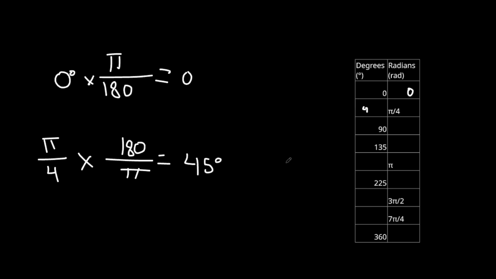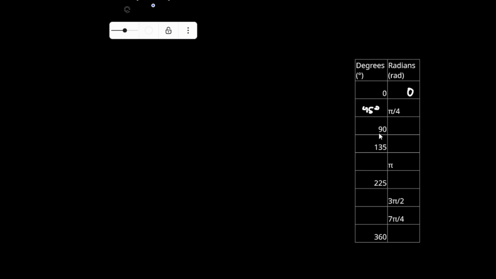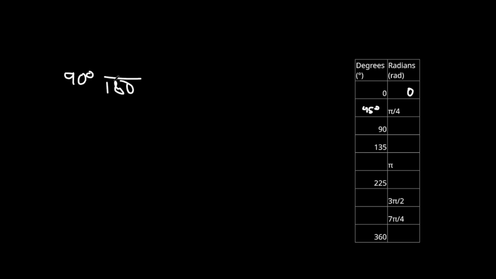Now, this is the same with the rest of the questions, okay? So I'm going to erase these, and then let's do 90. So 90 degrees. We're given 90 degrees. That means if we're given degrees, the denominator is degrees. So the 180 goes at the bottom, and then the pi goes at the top.